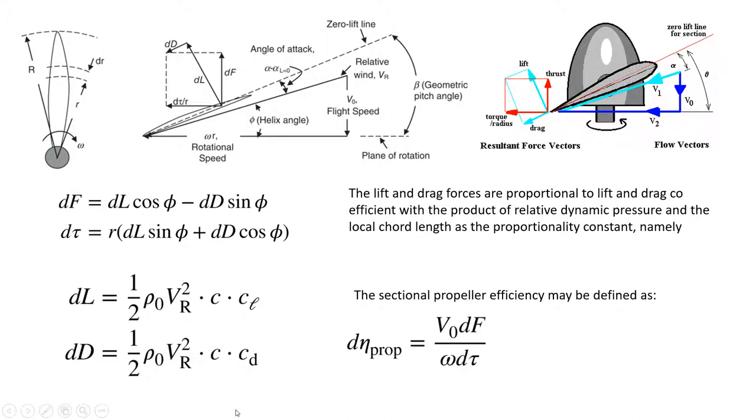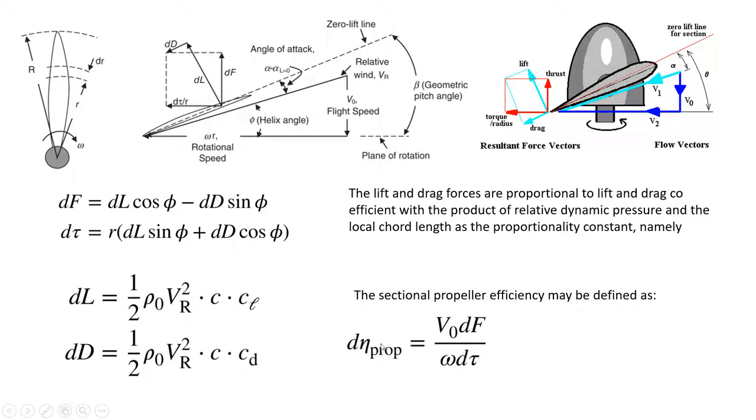So again, you'll write it in terms of Cd and Cl. Cl is your coefficient of lift and Cd is your coefficient of drag. So coefficient of lift is given by lift divided by dynamic pressure. So here, if you take lift as L, divided by dynamic pressure, which is half rho naught V square along the chord. Along the chord is c. Okay, if you consider the whole chord, it is c. So therefore dL is equal to half rho naught V_R square into c into Cl, and the drag is half rho naught V_R square along the chord into Cd. Okay. So the lift and drag forces are proportional to lift and drag coefficient, with the product of relative dynamic pressure and the local chord length as the proportionality constant, namely these two. Okay, so what I said is the same thing written here.